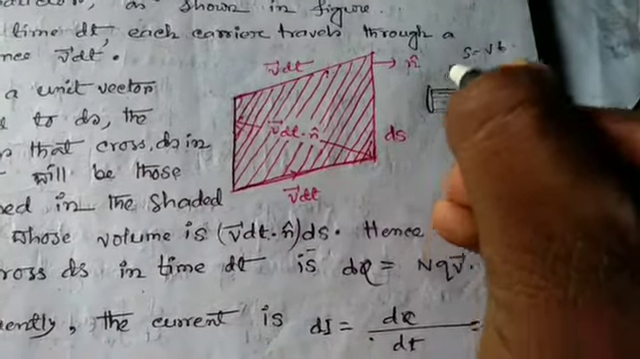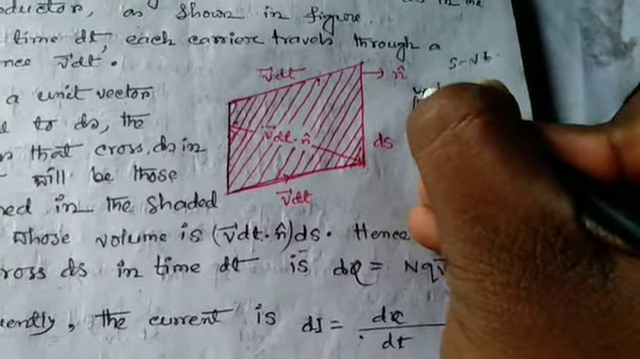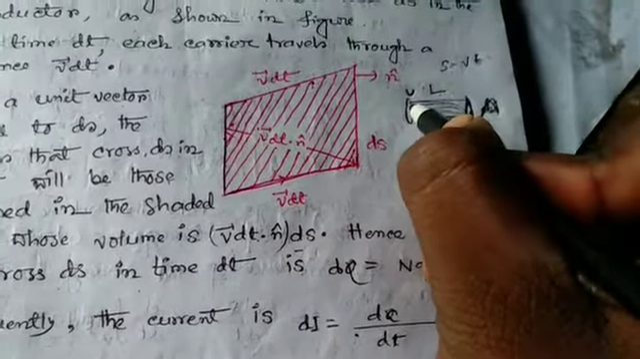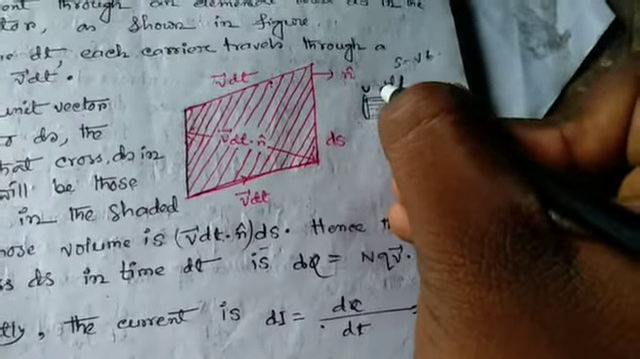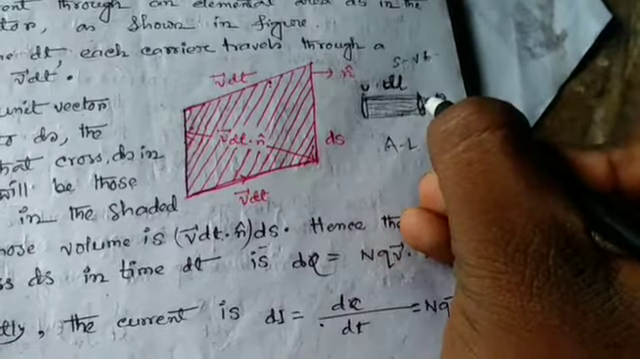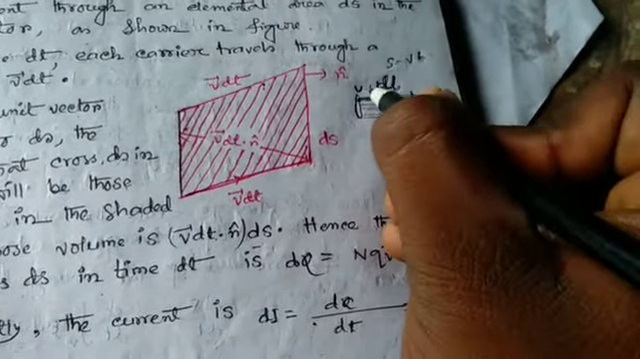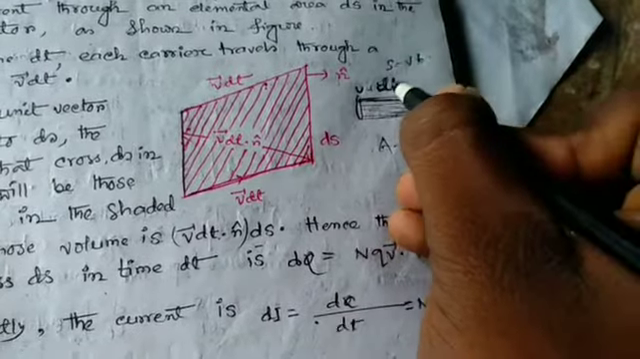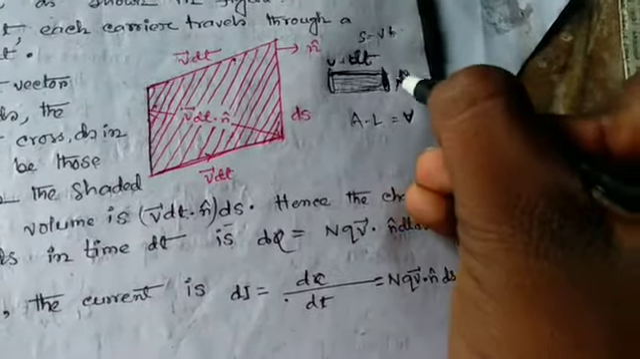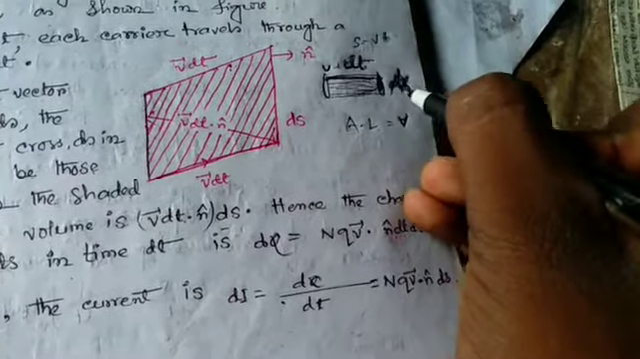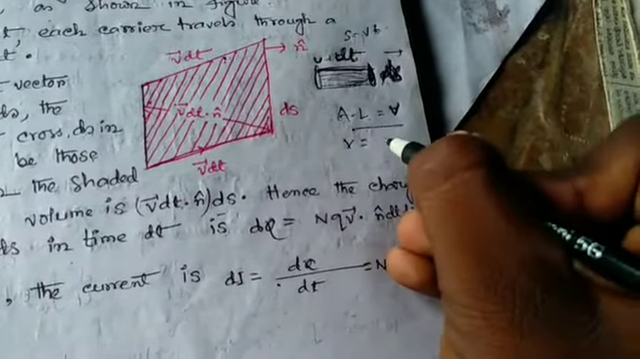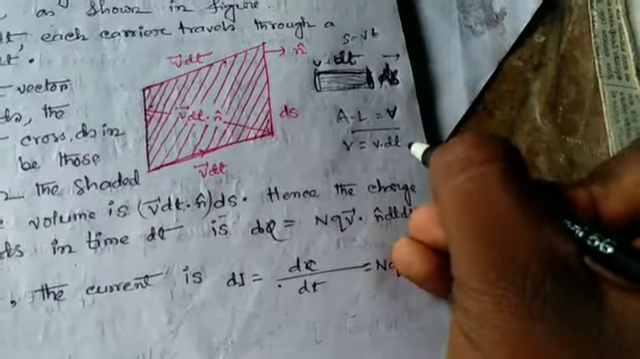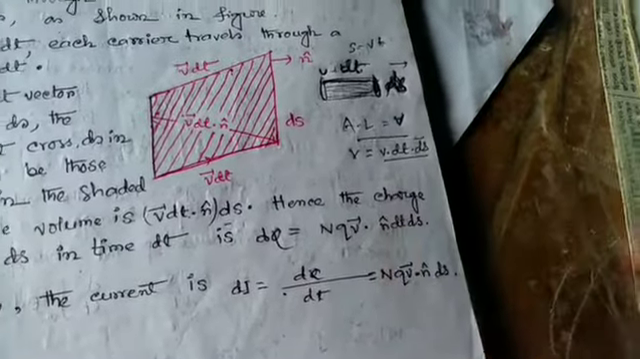the velocity of each carrier is v and it travels from this point to this point in time dt. So what would be the distance? The distance would be velocity into time, s equals vt. We all know this. So the distance is v into dt. Now let this area be a small area ds. So what would be the volume? Volume would be v dt ds.